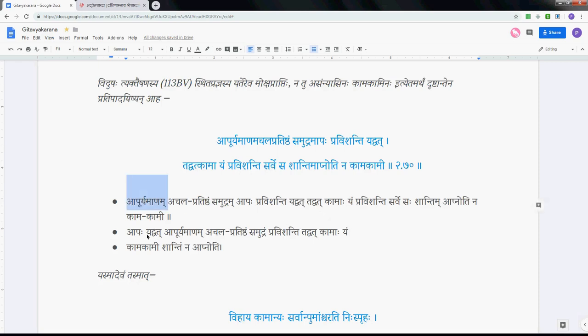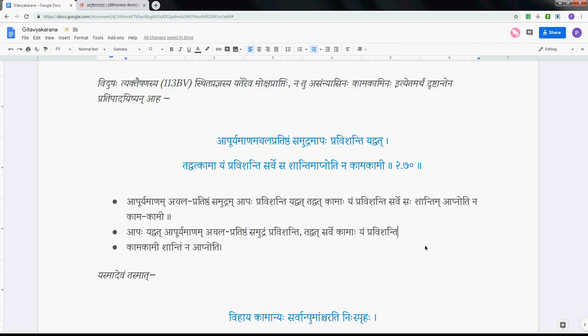Apaha yadvat apuryamanam achala pratishtam samudram pravishanti tadvat kamaha yam pravishanti, meaning without causing any turbulence, pravishanti. And what kind of kamas? All kamas, sarve kamaha. All the desires may come and go, but this person is unmoved. Come and go means what? These are all there in the samskara. They may manifest. Even when one is meditating, they may come. But you just watch them and let them go. Do not get carried away. The mind is still, just like these waves on the ocean, they come and go. But the ocean actually should remain still.